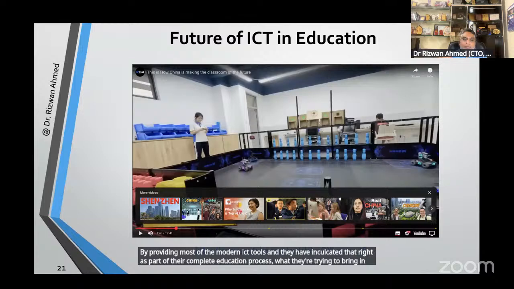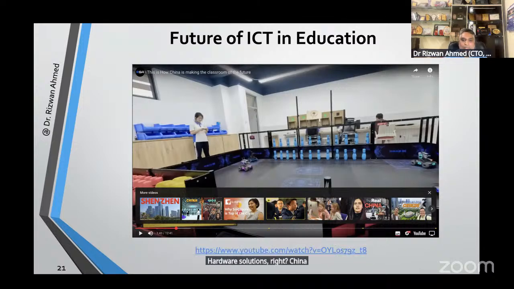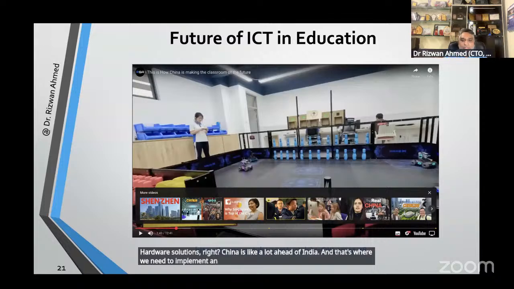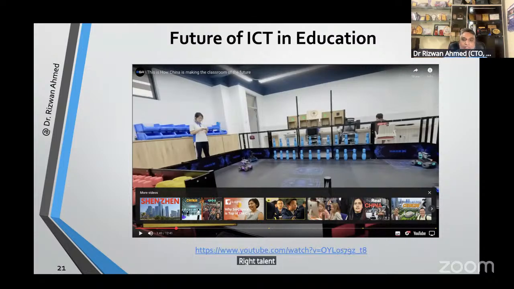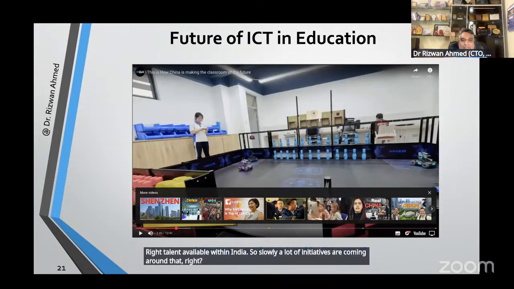And that's where we all know, in terms of technical skills, practical skills, and maybe developing, especially hardware solutions, China is a lot ahead of India. And that's where we need to implement our ICT education in a way that we should be able to not just catch up with them, but become better than them. So that, especially from the perspective of doing modern manufacturing and things like that, we have the right talent available within India. So slowly, a lot of initiatives are coming around that, but we may need to accelerate this process.